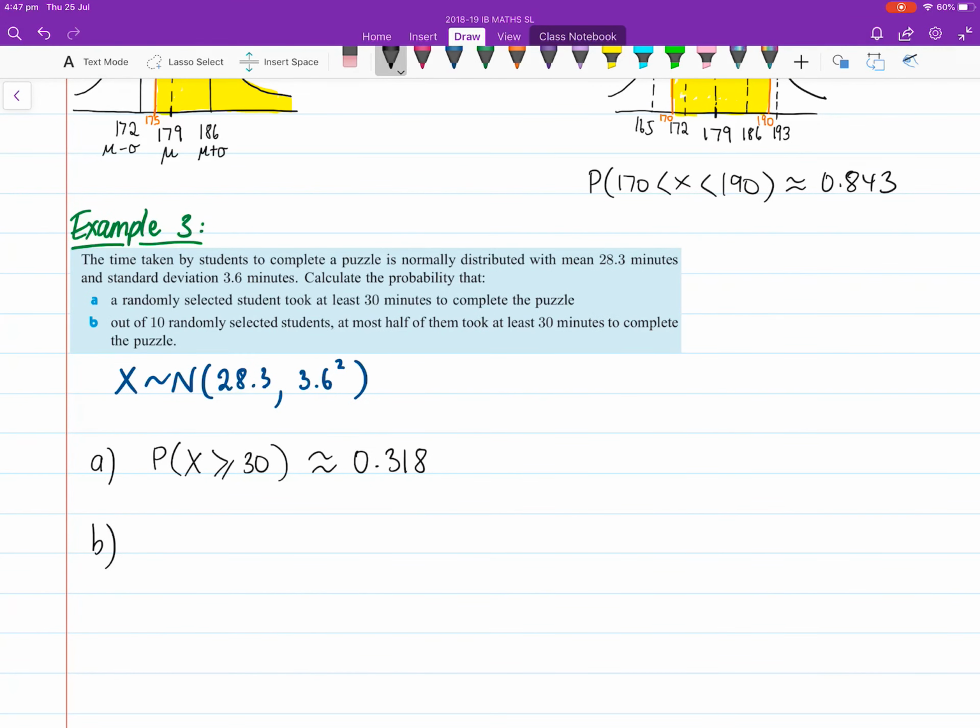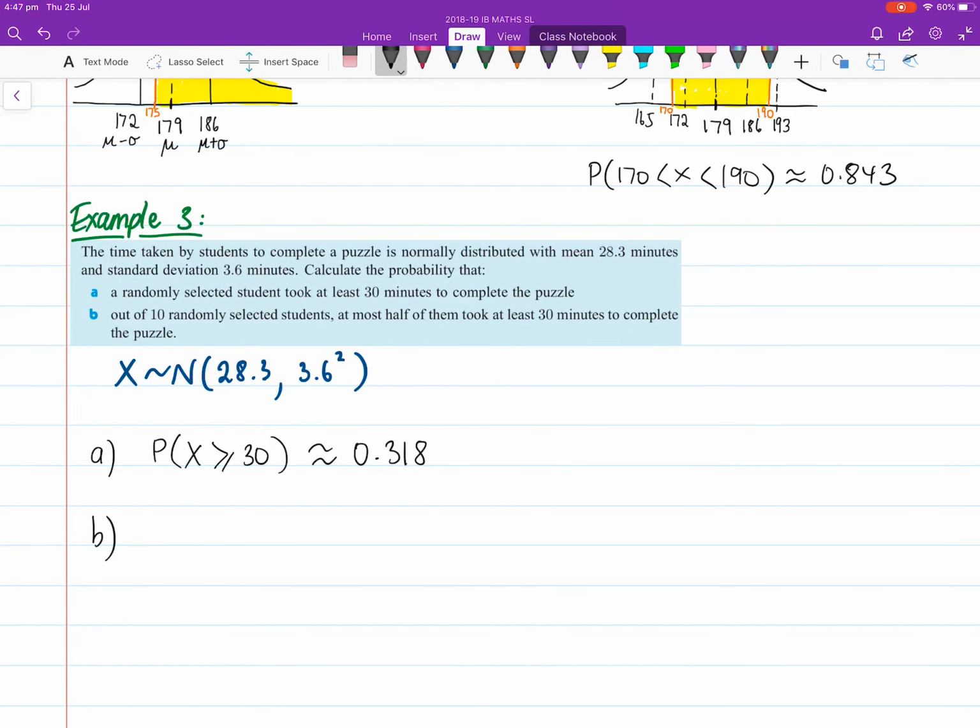Okay, and then in part B, yep, I'm just checking. Part B says, what's the probability that out of 10 randomly selected students, at most half of them took at least 30 minutes to complete the puzzle. So instead of just picking one person, it's saying, what's the probability out of 10 of them? So you're kind of doing 2 layers here, 2 steps. So we maybe need another pronumeral to help us label what we're doing.